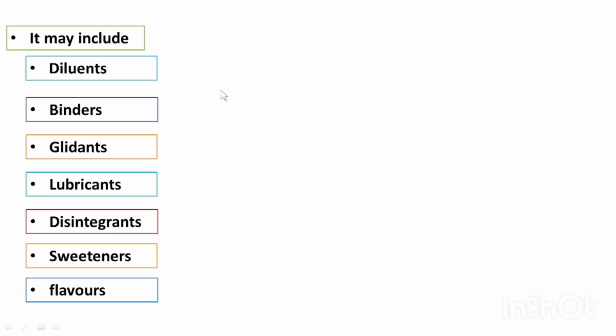Apart from that, in case of solid dosage forms, we mostly use the API, which is the main medicament, plus excipients, right. What is the use of excipients? The excipients are used for different purposes: to enhance performance and also to ease the manufacturing process, right. So what are the excipients? This may include diluents, binders, glidants, lubricants, disintegrants, sweeteners, and flavors.